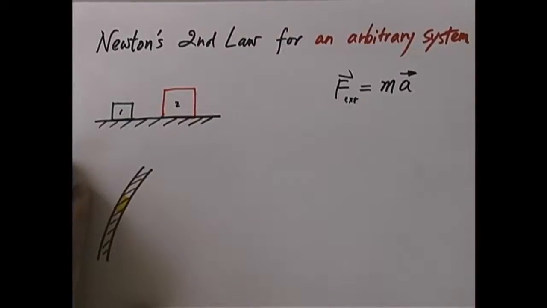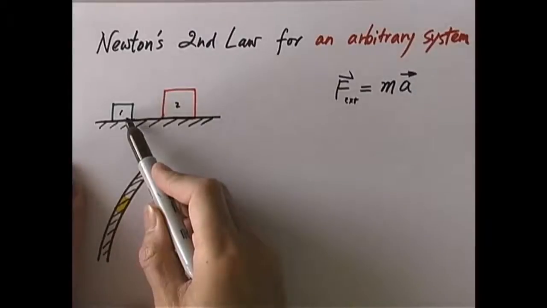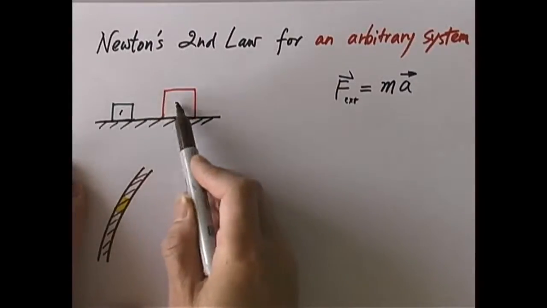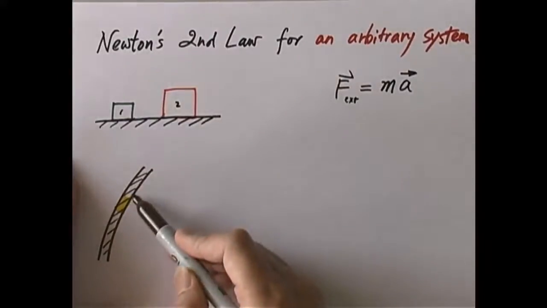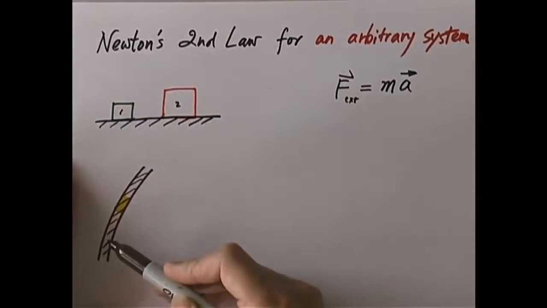Let us now turn our attention to another problem, and that is, how does one apply Newton's second law to an arbitrary system? What do I mean by an arbitrary system? Well, we know how to apply Newton's second law to a system which can be made of one object only, made of more than one object, or made of only a part of the same object.